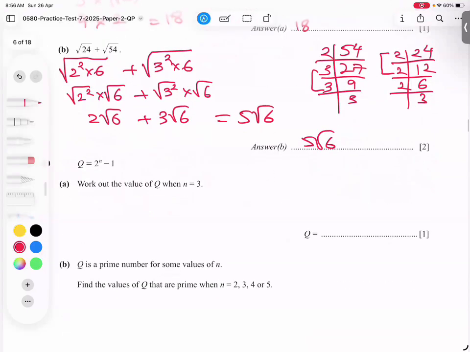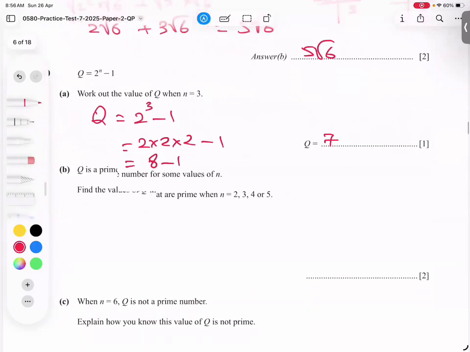Now, for this question, he said, put the n value 3 in the formula. Nothing hard. Q is equal to 2 to the power 3. And 2 to the power 3 means 2 into 2 into 2. It becomes basically 8. 8 minus 1, 7. And 7 is the answer. I think it's a very clear idea. Let's go for the next part.